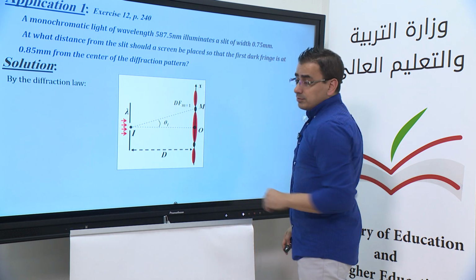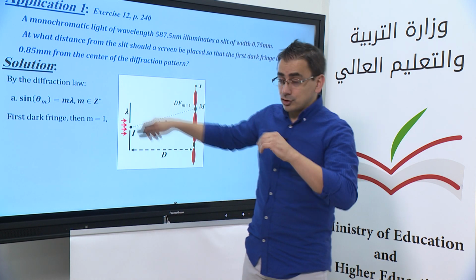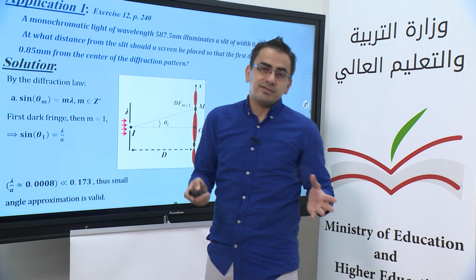So we start with the diffraction law, in which a sine theta equals m lambda with the condition on m. The first dark fringe is what we're studying, so m equals 1, sine theta equals lambda over a. Now, lambda over a is very small. I used the values here, 0.0008, which is much less than 0.173. Therefore, the small angle approximation is valid.